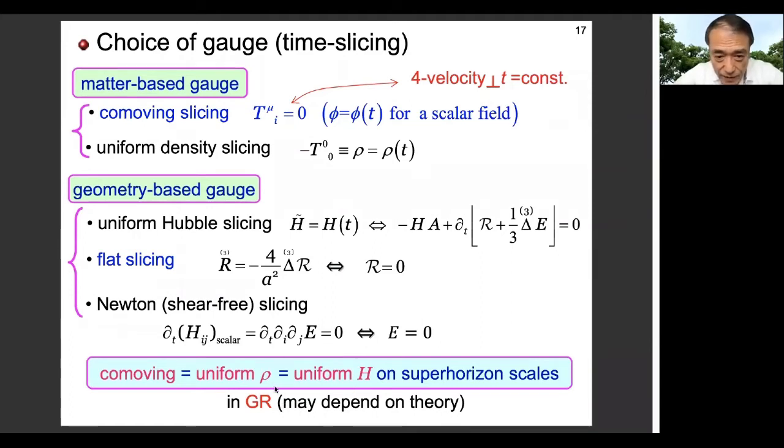But of course, as soon as you consider some other theories of gravity, the relations between all these definitions may become highly non-trivial. So you may not have this equality even on large scales. In most cases this is true, but there are several models of gravity which violate these conditions.